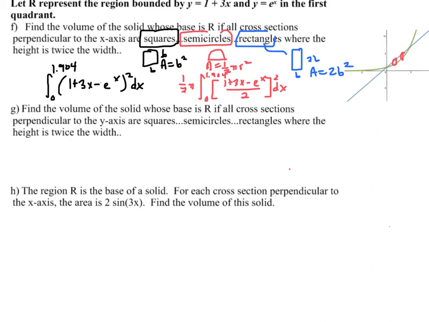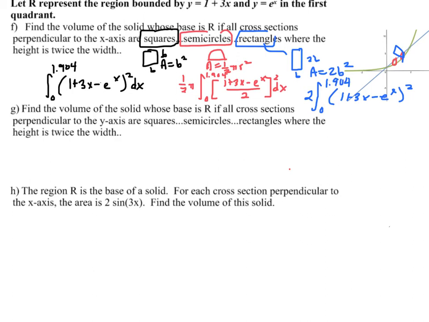And finally, if I'm doing this with the rectangles, the base is still the difference between the two functions. So I'd integrate from 0 to 1.904. And I'd have 1 plus 3x minus e to the x, squared. But I'd have to put a 2 out front because it's 2 times base squared.